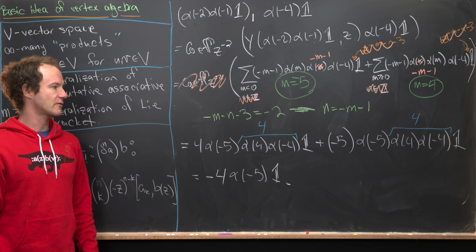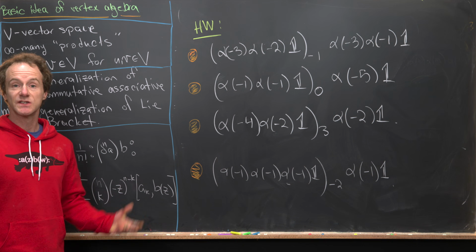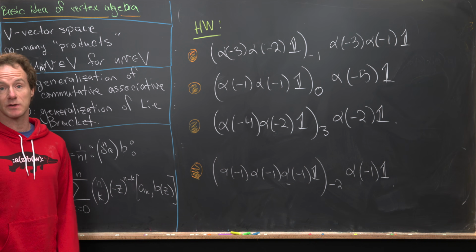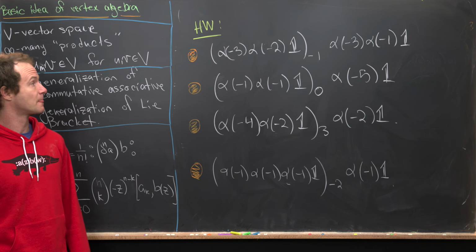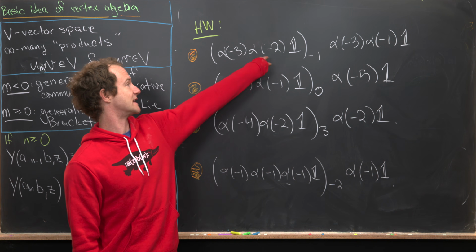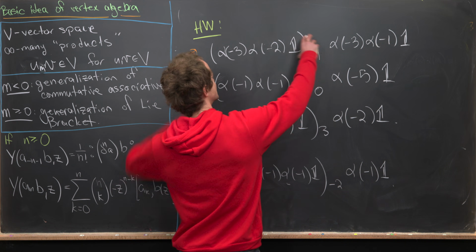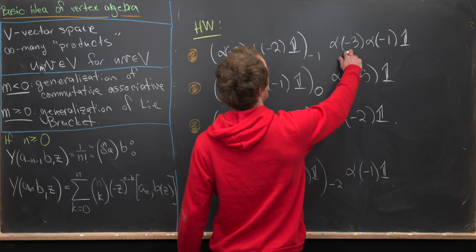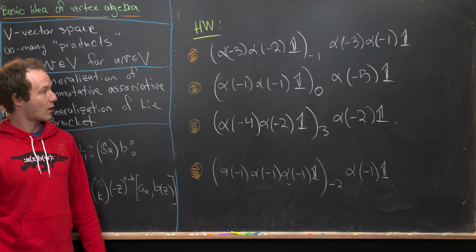Okay, so maybe I'll erase this and I'll give you guys a couple of problems that you might want to try for homework. So here are a couple of pretty similar calculations that you could use to practice this technique if you wanted to. So let's say we combine the vectors alpha minus 3, alpha minus 2 on the vacuum. Then we want to take the negative first multiplication between the resulting vector and this alpha minus 3, alpha minus 1 with the vacuum. So that may be number 1.